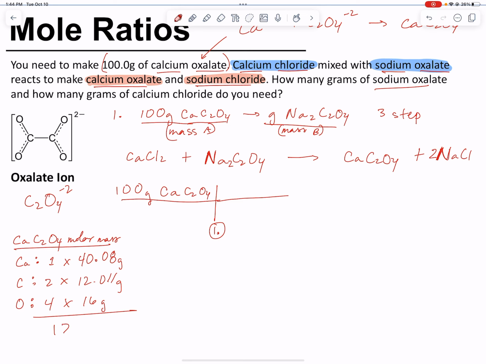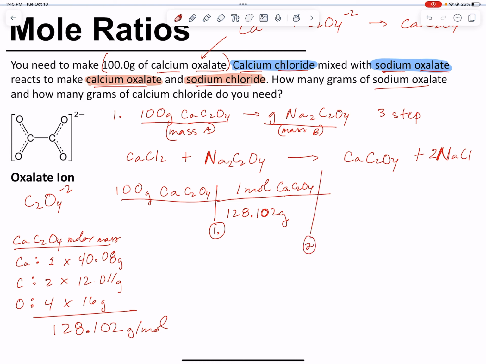And I got 128.102 grams of calcium oxalate per 1 mole. So I'm going to plug in, remember the first step is divide by the molar mass. 128.102 per 1 mole. And I'm going to write what substance I'm talking about. Calcium oxalate, CaC2O4. Step 2 is you plug in the mole ratio between calcium oxalate and sodium oxalate.